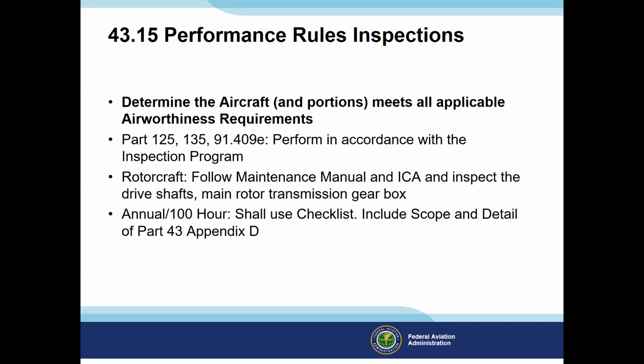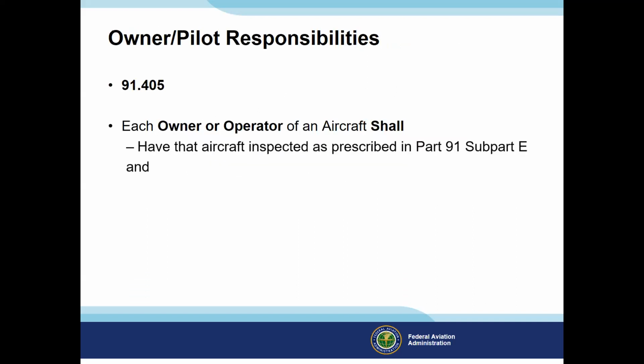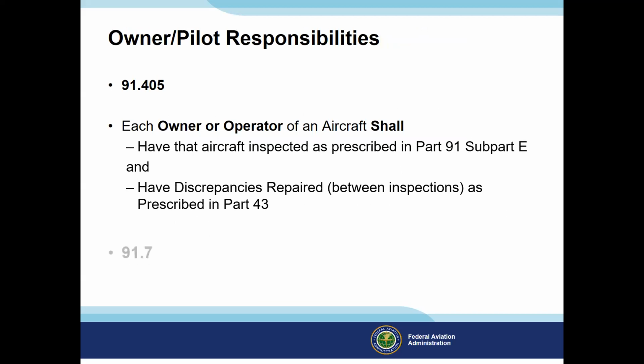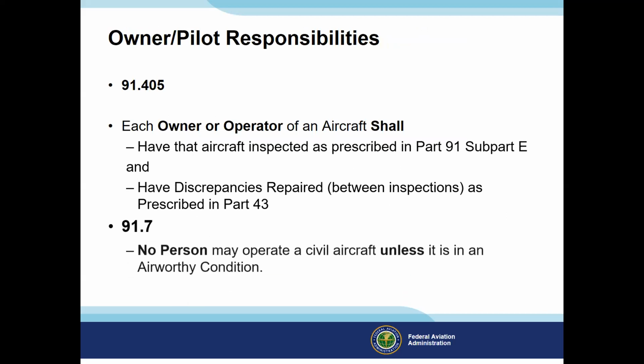Next slide. Owners and operators are required by 91.405 to have the aircraft inspected under 91 subpart E and defects repaired under Part 43. No person may operate a civil aircraft unless it's in airworthy condition. So you have to make sure that the aircraft has been repaired between inspections. I don't know how many times we found a perfectly good airplane crashed, and you know it's perfectly good because the only thing it's ever had was inspections. And I will turn this over to Gary.